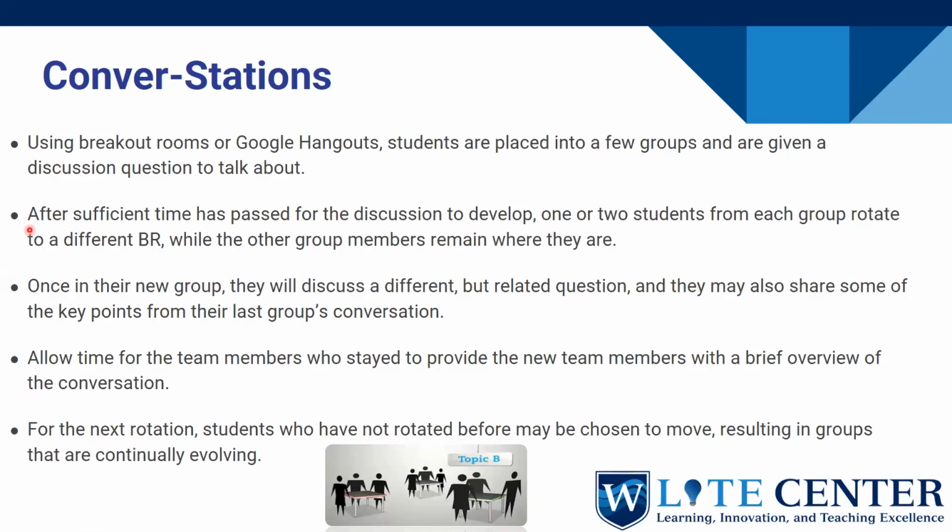After sufficient time has passed for the discussion to develop, one or two students from each group rotate to a different breakout room, while the other group members remain where they are. I forgot to mention that for conversations, you need to assign different discussion questions. Each breakout room will have a different discussion question that is related. You have a main topic, and out of the main topic, you have different questions that they need to discuss, one per group.